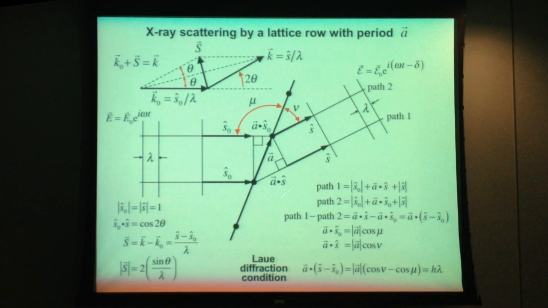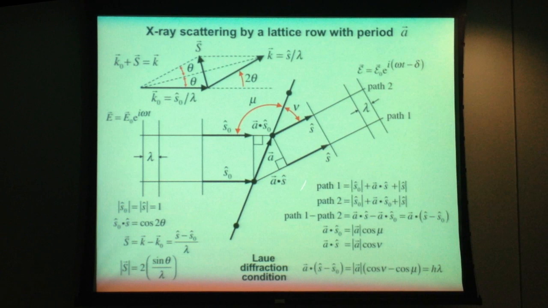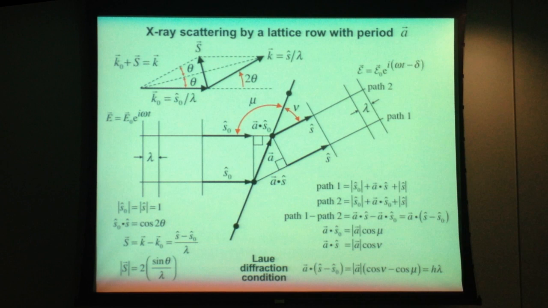So that's a projected length of this period onto this direction. Similarly, this is a projected length of this period onto that other direction. So A dot S and A dot S naught are lengths, distances. So the total path is the length of this unit vector plus this length, A dot S, the projected length of A on the direction of S, plus the length of S. And similarly for two. And so the path difference is given by this result, just subtracting those two results.